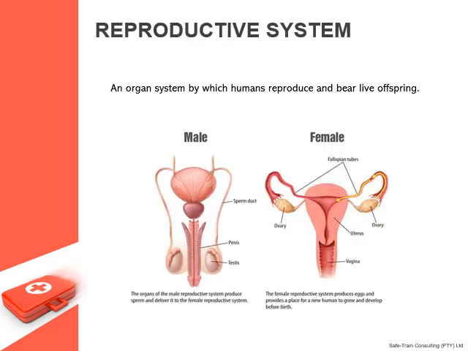The reproductive system. An organ system by which humans reproduce and bear live offspring. Provided all organs are present, normally constructed, and functioning properly, the essential features of human reproduction are: liberation of an ovum or egg at a specific time in the reproductive cycle. Internal fertilization of the ovum by spermatozoa, or sperm cells. Transport of the fertilized ovum to the uterus, or womb.